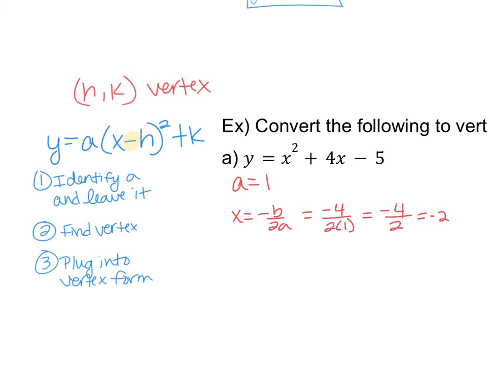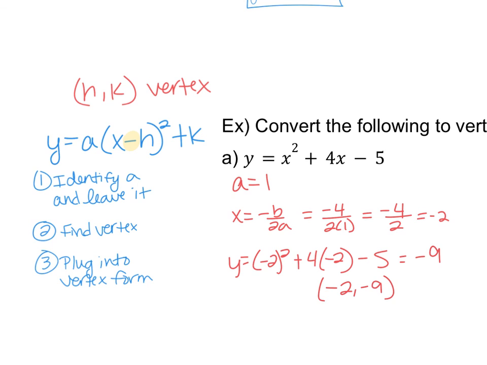How do you find your y-coordinate? You plug that back in, so let's do that. It'd be negative 2 squared, this is your y value, plus 4 times negative 2 minus 5, and I believe you get negative 9. So now our vertex is negative 2, negative 9.